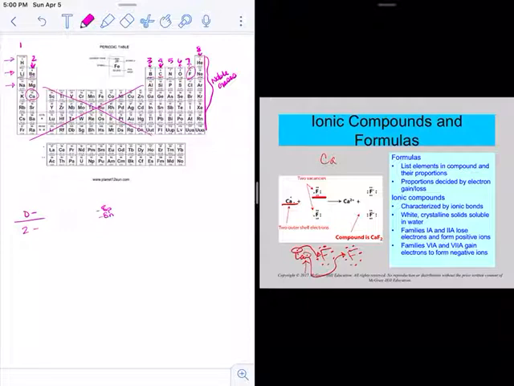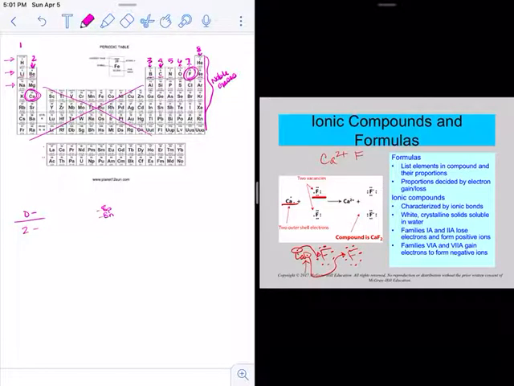You have 1 calcium, which when it loses these 2 outer electrons right there, so it's right here on the periodic table. It's a metal, so that means it's going to lose electrons. We wrote that down a couple slides ago. And if it loses 2 electrons, then that means that it's going to have an ion of 2+.